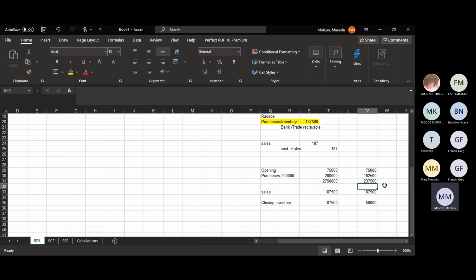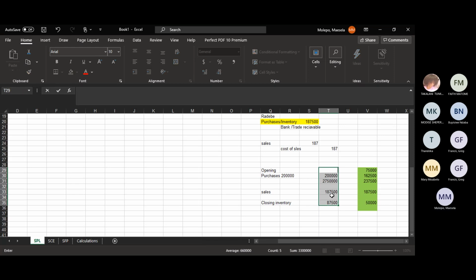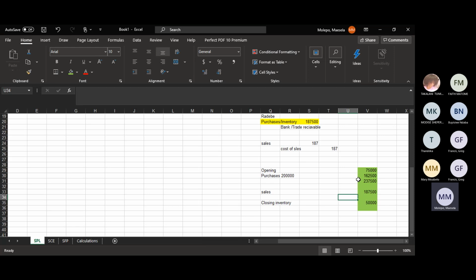Okay, let's see. 237,500 minus 187,500. So we remain with a balance of 50,000. Are you following this transaction? This calculation that I did. Are you following it? I can delete this. Do you follow this calculation?